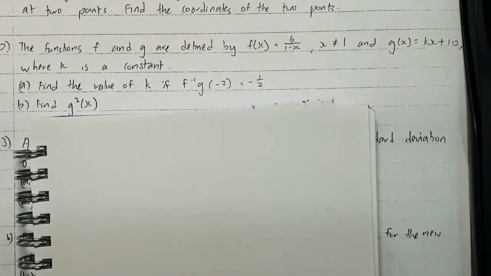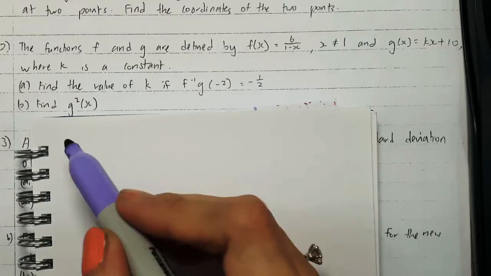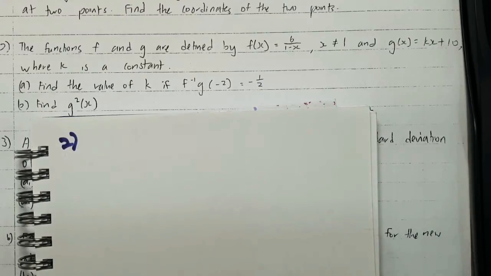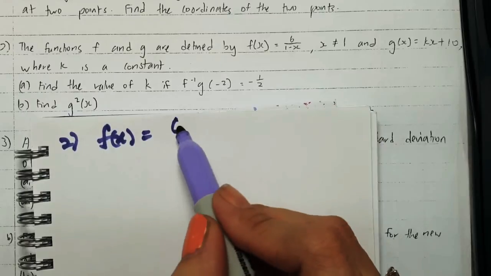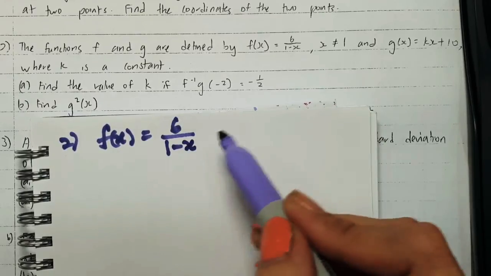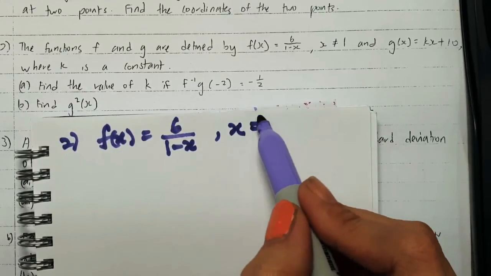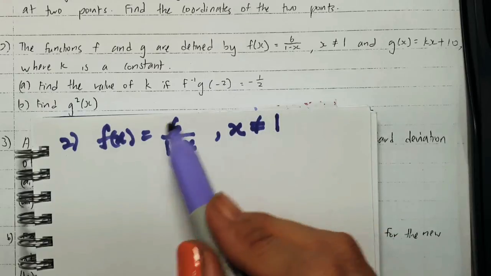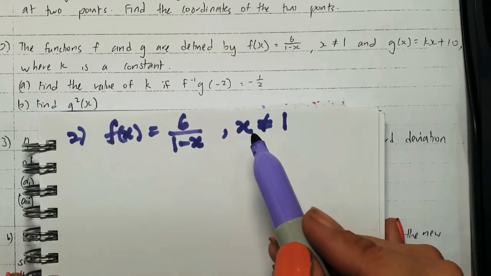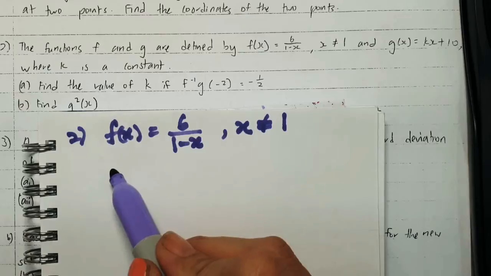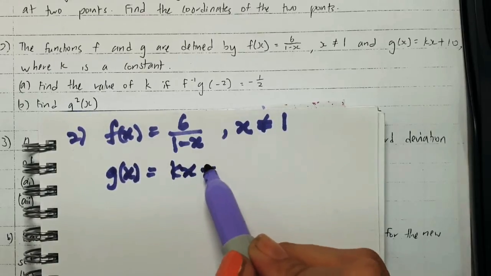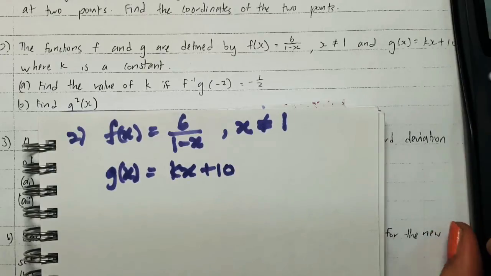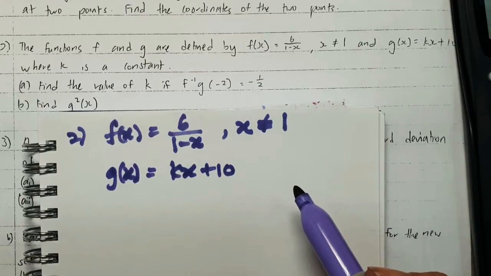All right, let's look at question number 2 in paper 2. We are given the functions f and g, whereby f(x) is defined as 6 over 1 minus x. Now, x can never be 1. If it is 1, then the whole function will be undefined. And then g(x) equals kx plus 10, whereby k is a constant.